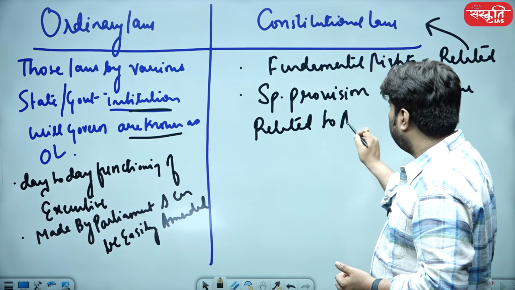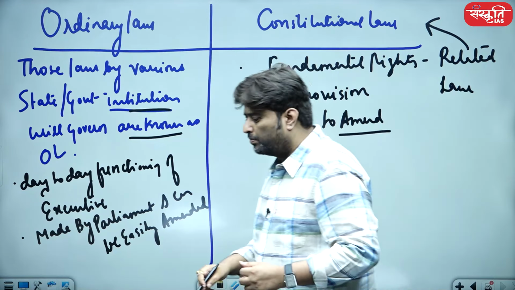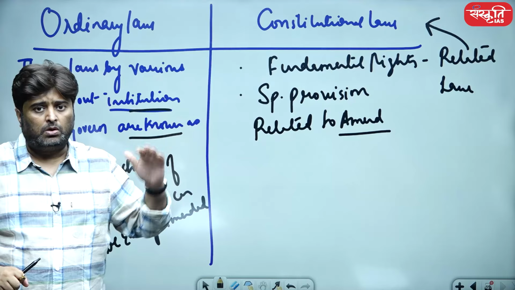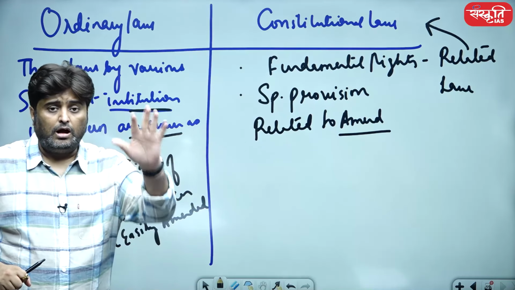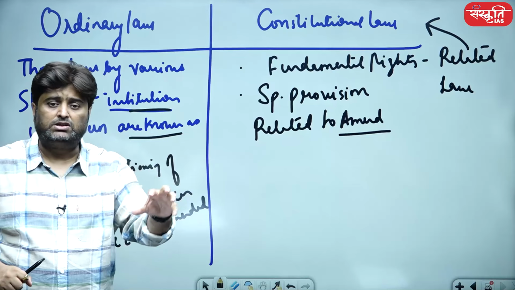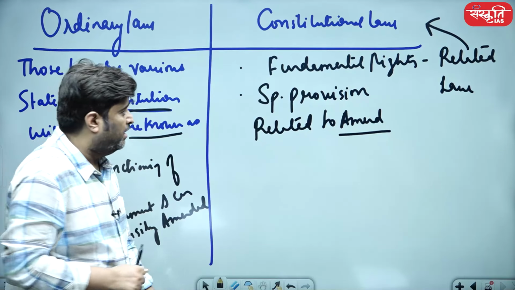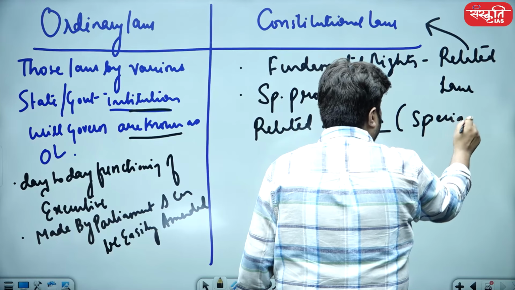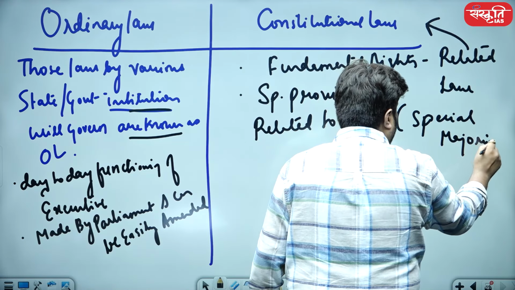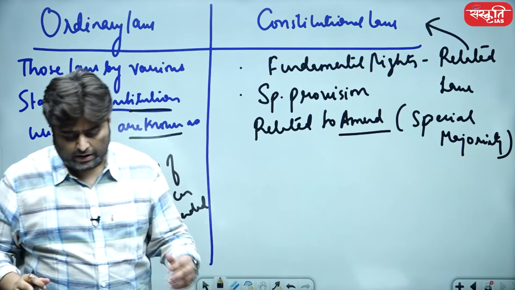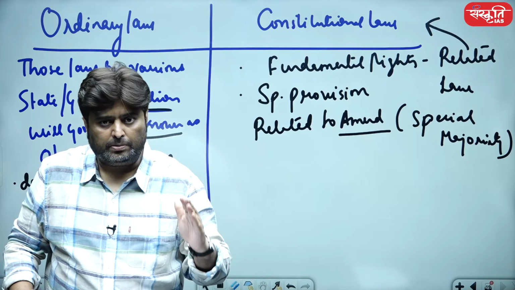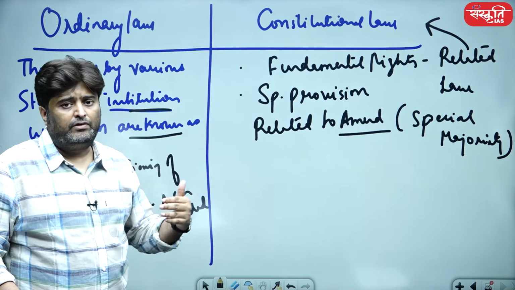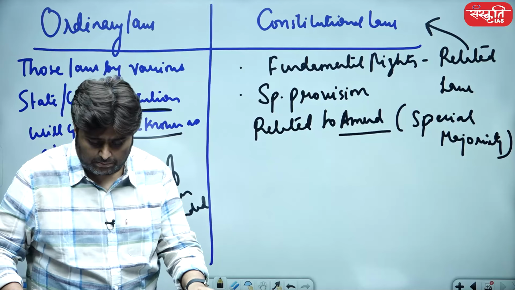A special provision related to amendment. It is not easy to amend the constitutional law because constitutional laws are considered to be those laws which are very, very important, which are primarily related to the rights of the citizen, and rights of the citizens cannot be taken away by a simple majority. It does require a special majority. So special majority वाले जो law होते हैं, which are considered to be under the provision of the constitutional law itself, because it is related to the relationship between the state and the citizen itself. This cannot be easily taken away.